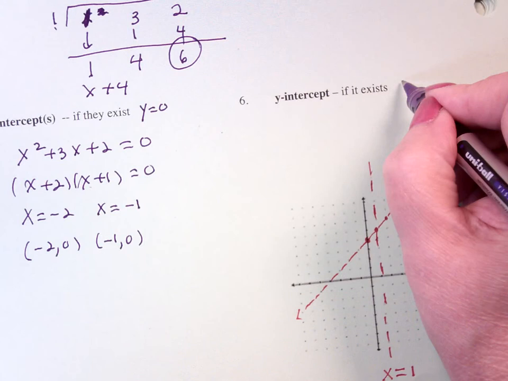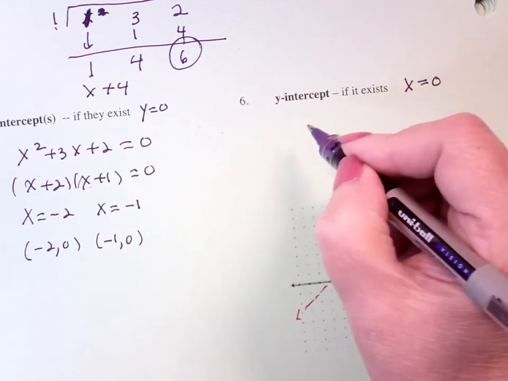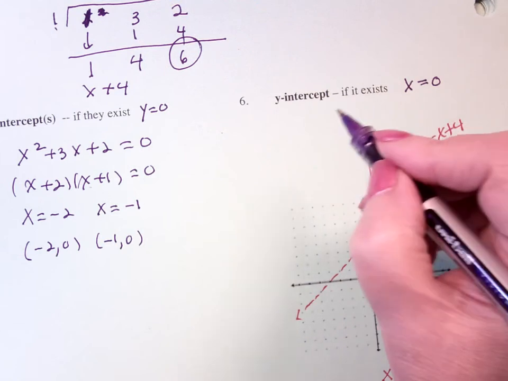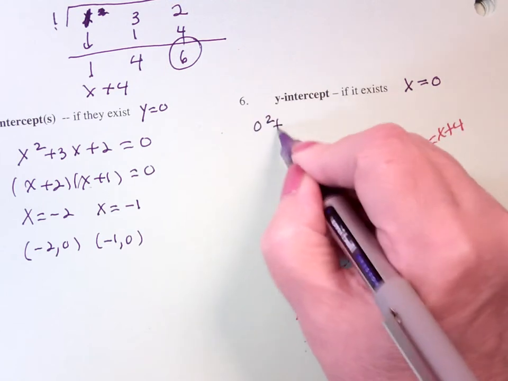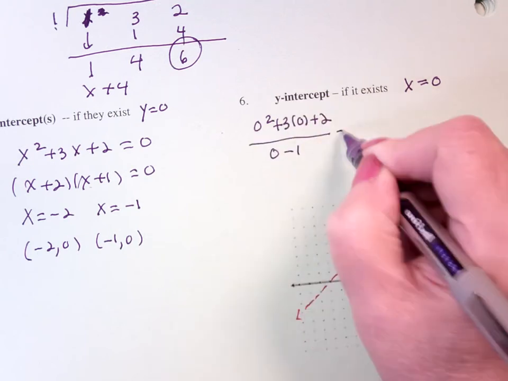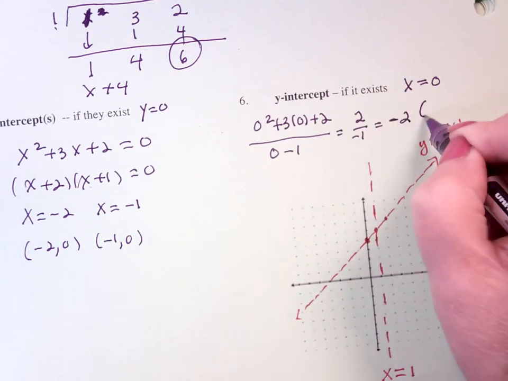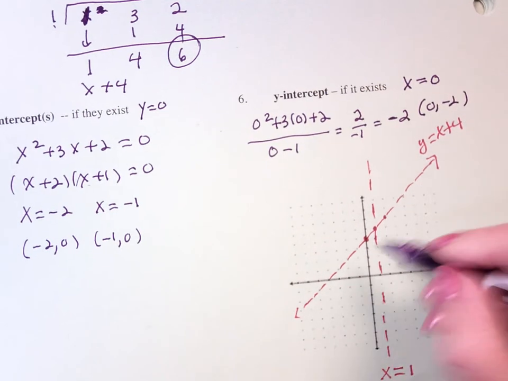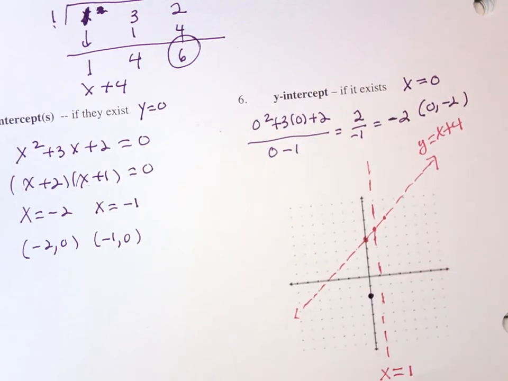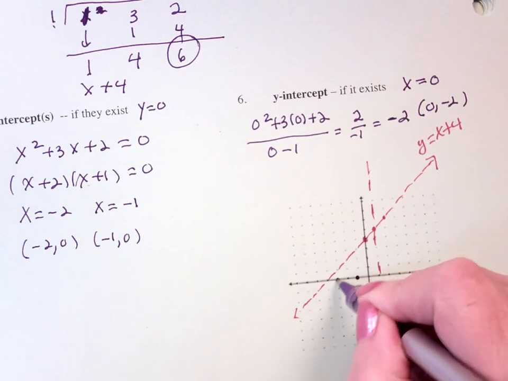Y-intercept is where x equals 0. So that's where we're going to have 0 squared plus 3 times 0 plus 2 over 0 minus 1, which is 2 over minus 1, or minus 2. So it's 0, minus 2. So 0, minus 2, that puts it firmly inside. And then I have a minus 1 and a minus 2. Those are my two x-intercepts.